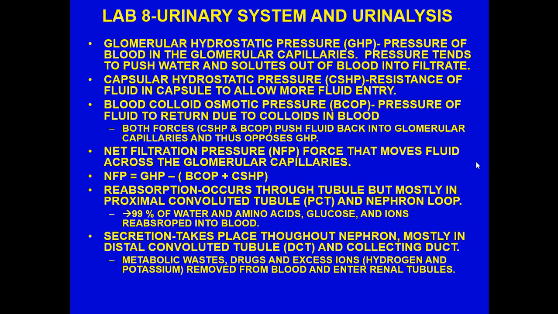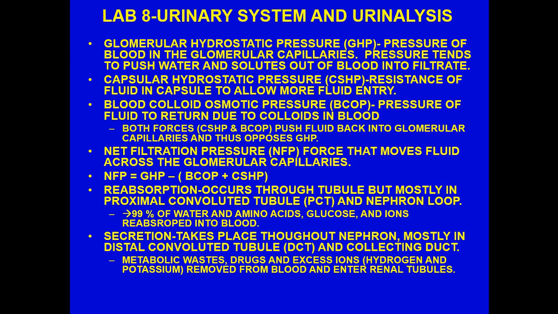The blood colloid osmotic pressure, BCOP, that's the pressure of fluid to return due to the colloids in the blood. Remember that blood is not only having formed elements like red blood cells, white blood cells, as well as the platelets, but it's also going to have a large number of different types of blood proteins. These are going to have an effect of trying to draw water back into the blood vessel, okay? So both forces of CSHP and BCOP push fluid back into the glomerular capillary and thus oppose GHP. Therefore, we can have a formula.